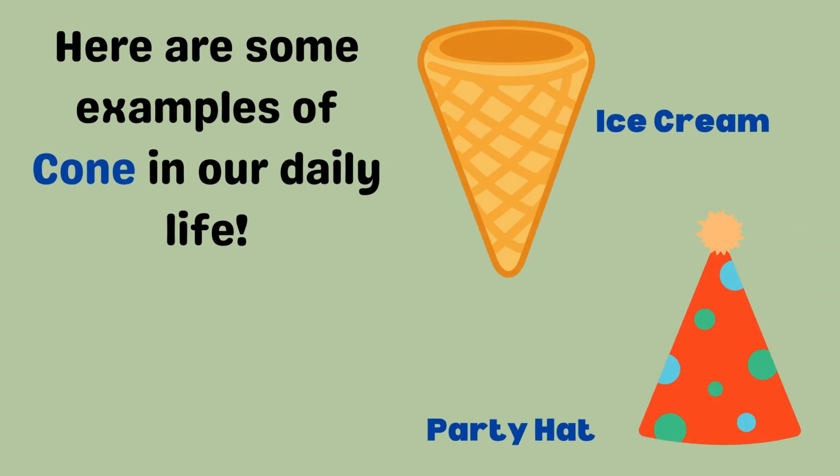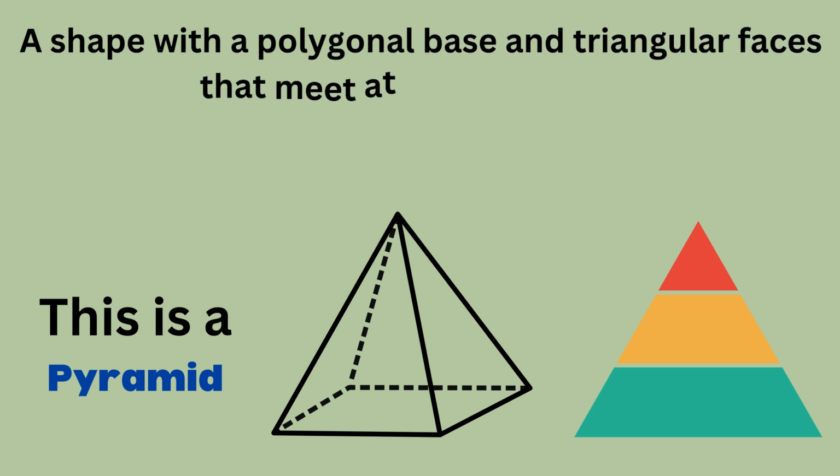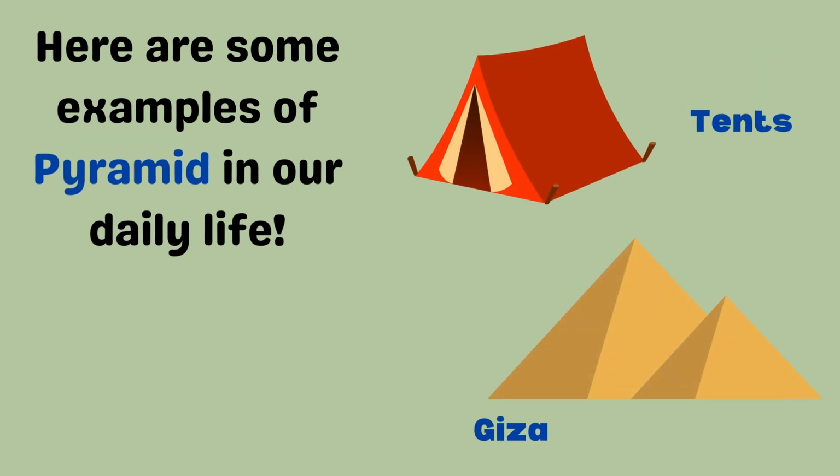Here are some examples of cone in our daily life. Ice cream, party hat. This is a pyramid, a shape with a polygonal base and triangular faces that meet at a single vertex. Here are some examples of pyramid in our daily life.